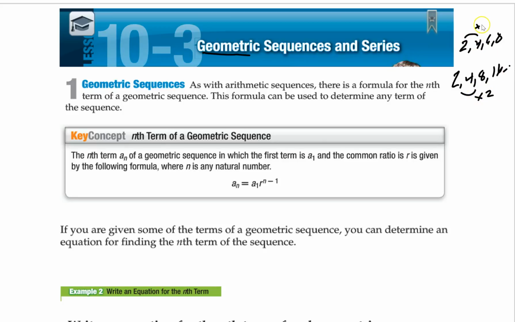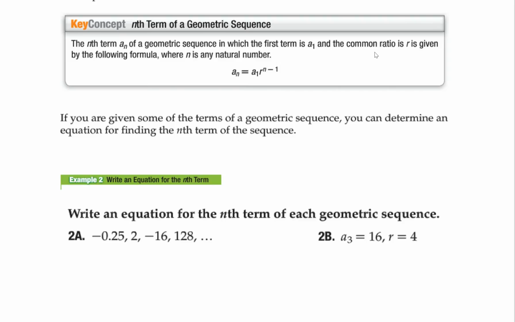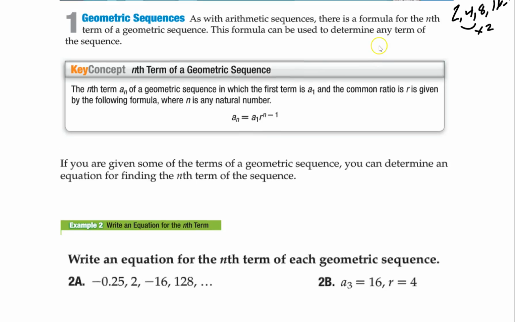In this first case, I added 2 every single time, so that's not a geometric sequence. Everything else works the same way. As always, we need to know our formula. So if it's a geometric sequence, we can use this formula.